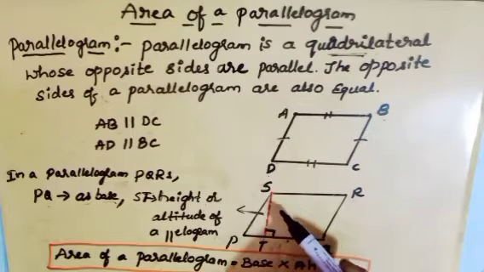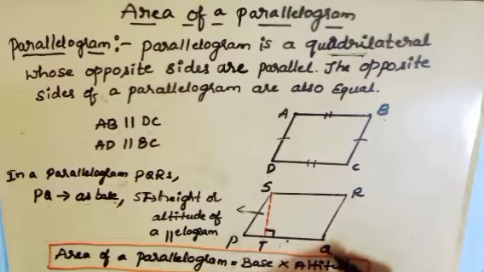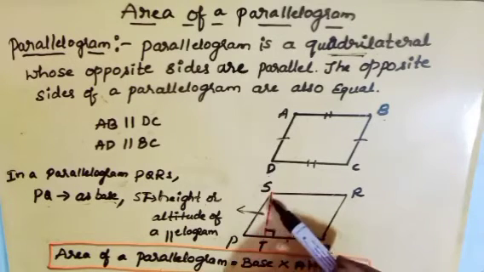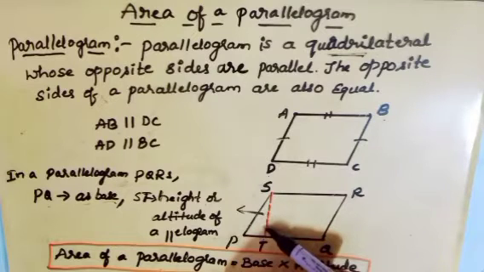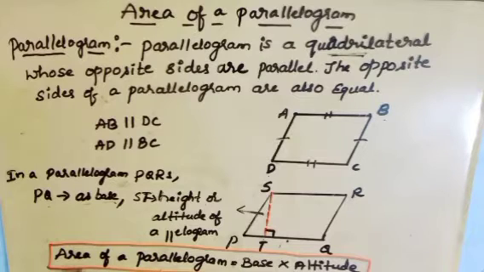When we draw a perpendicular from the opposite vertex to the base PQ, this perpendicular ST is called the height or altitude of a parallelogram. The formula to calculate the area of a parallelogram is base into altitude. How we use the formula to calculate the area of a rectangle or a square, like that only. The formula to calculate the area of a parallelogram is base into height. By using this formula, we are going to solve worksheet 3.